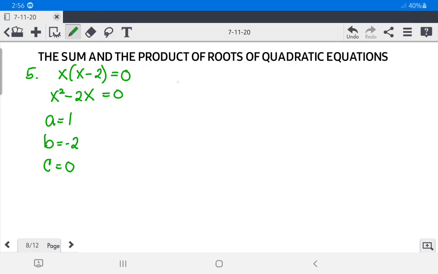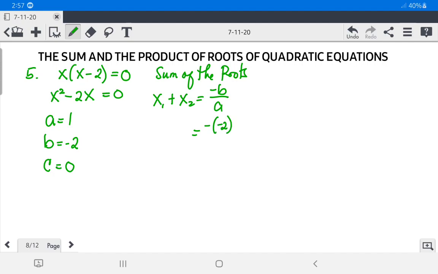So, to find the sum of the roots, we have x of 1 plus x of 2 equals to negative b over a. So, that is negative of negative 2 over 1. Negative times negative 2, we have positive 2. Positive 2 over 1. So, that is 2.